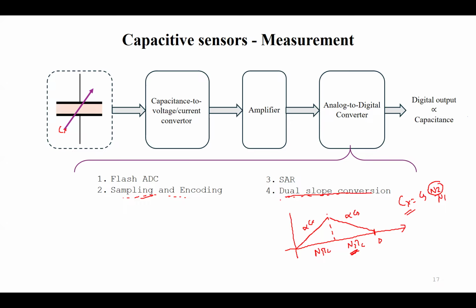So this is the method which is used for highly accurate measurement of these capacitances. But the problem with such a digital conversion with the dual slope method is that the time required for conversion will be large. So for fast measurement, we cannot opt for such a type of conversion, right? So this is the conventional way of converting Cx into digital data.